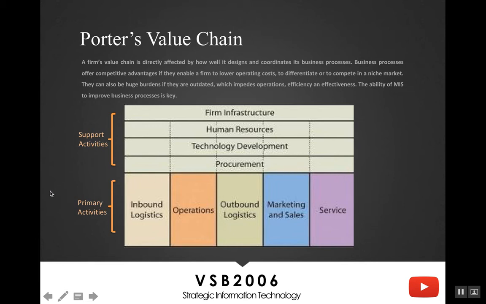So the idea of creating a competitive advantage is that if you can organize your business processes in such a fashion that you can use them to either differentiate or reduce cost, that would be a clear advantage.